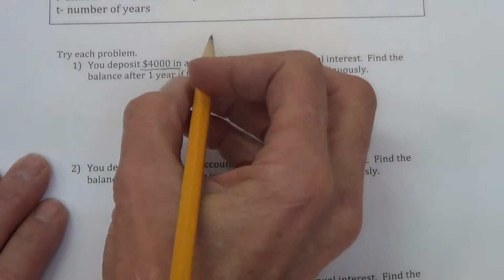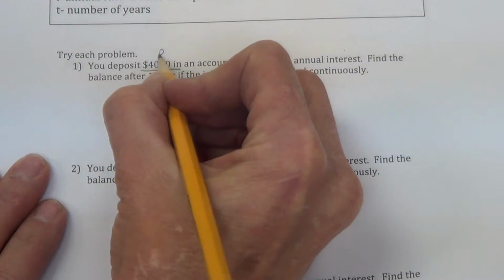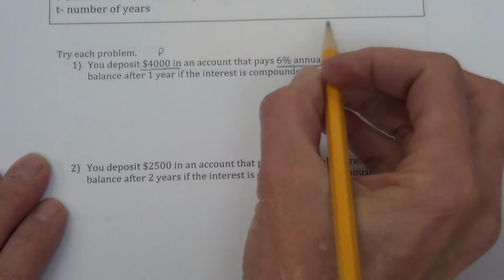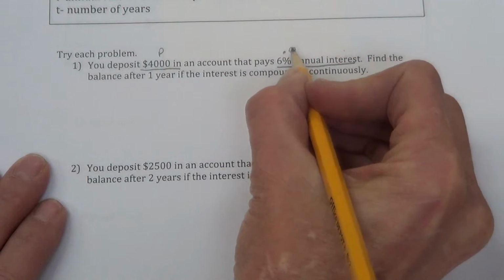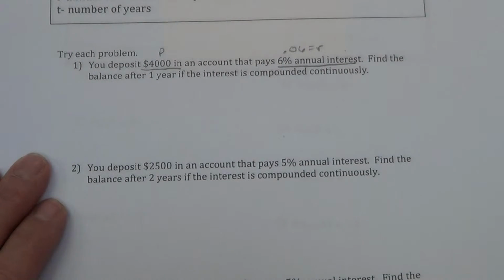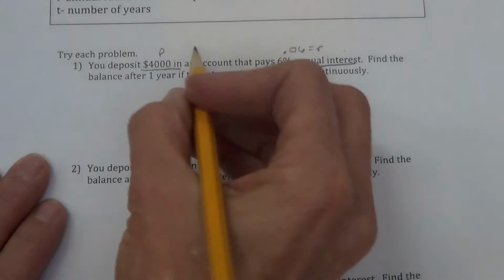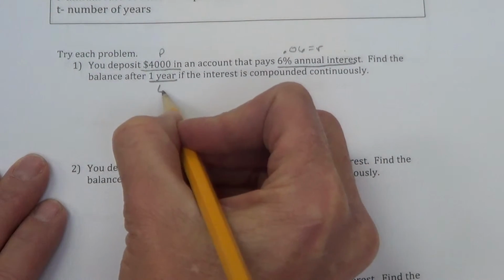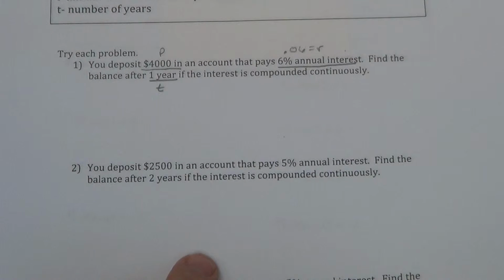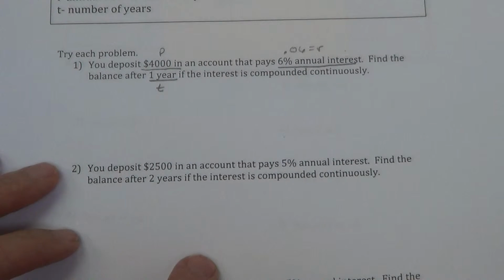So when you do these problems, I want you to underline what I'm giving you and label it. So you deposit $4,000, that would be your P, in an account with 6% annual interest. So that would be 0.06 as a decimal, and that's your R. Find the balance after 1 year, that's your T, and then obviously e is a natural log, so that it's an actual value when you put it in the calculator.